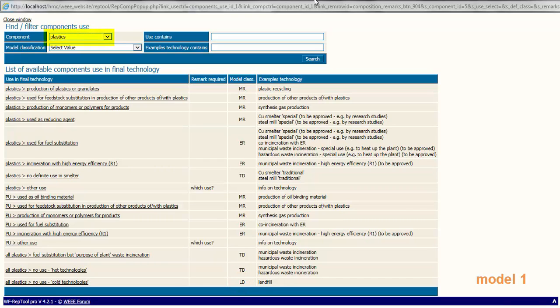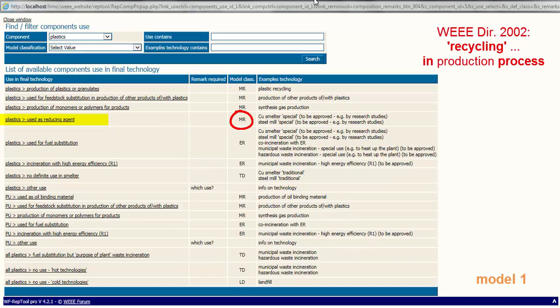See the example on plastics, where we have e.g. plastics for the production of plastics or granulates, clearly classified as recycling, and plastics being used as reducing agent, classified as recycling because it is used in a production process of a copper smelter. See the definition of recycling based on the WF Directive 2002.